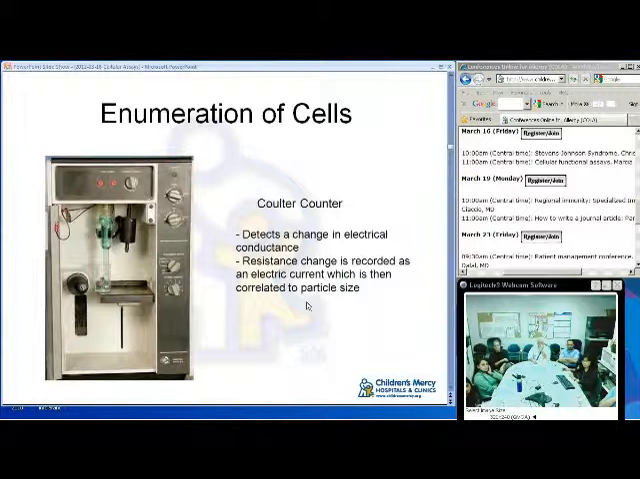So if we wanted to enumerate cells, we can do it in a couple of different ways. If you have the advantage of having a cell counter, you can use that. What that does is detect the change in electrical conductance, and the resistance change is recorded as an electric current, which is then correlated to particle size. And here's the probe for the counter, and then you would put your cells in this cuvette here, and the number of cells would be read up here on the screen.